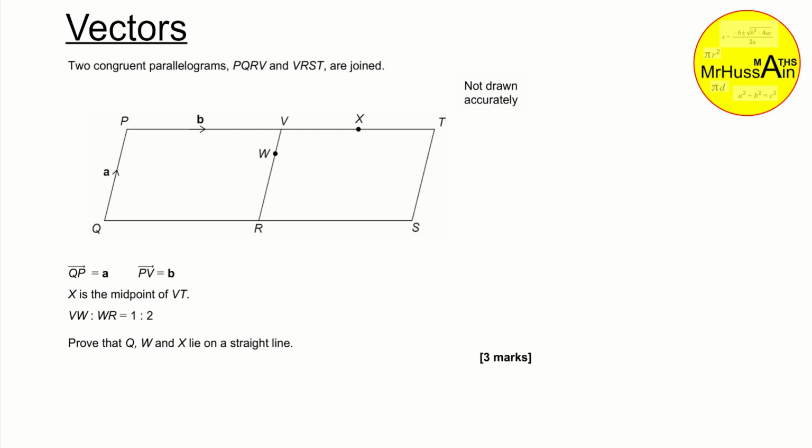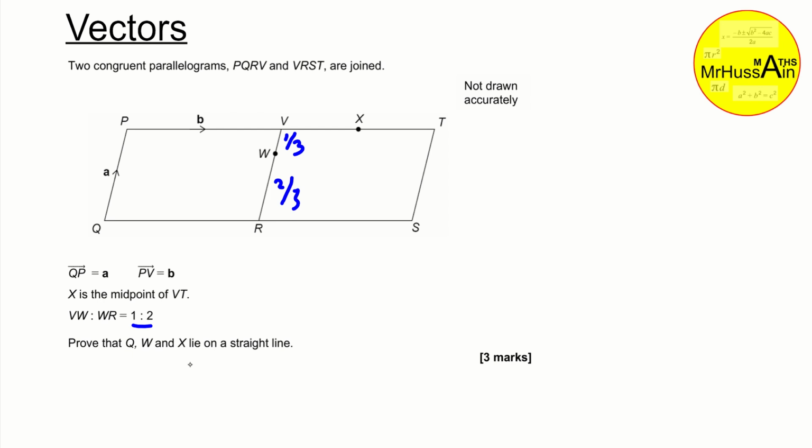Now, VW to WR is 1 to 2. What that means is if something is 1 to 2, this is 1/3 of a fraction and this is 2/3 of a fraction. Not half, but 1/3, because the total parts is 3. VW is 1 out of 3 parts, and WR is 2 out of 3 parts.